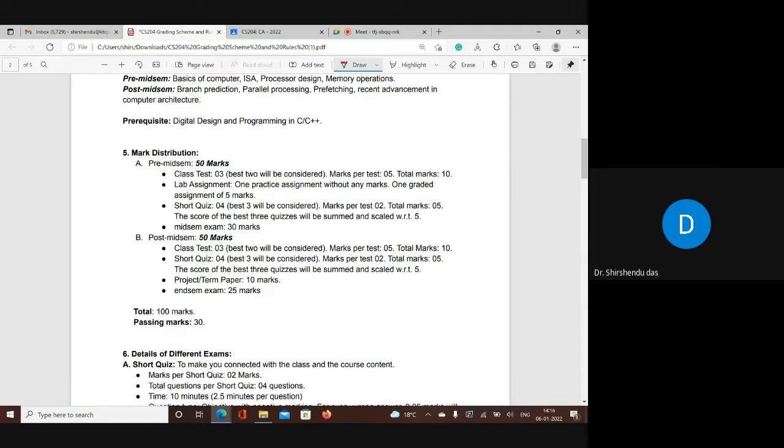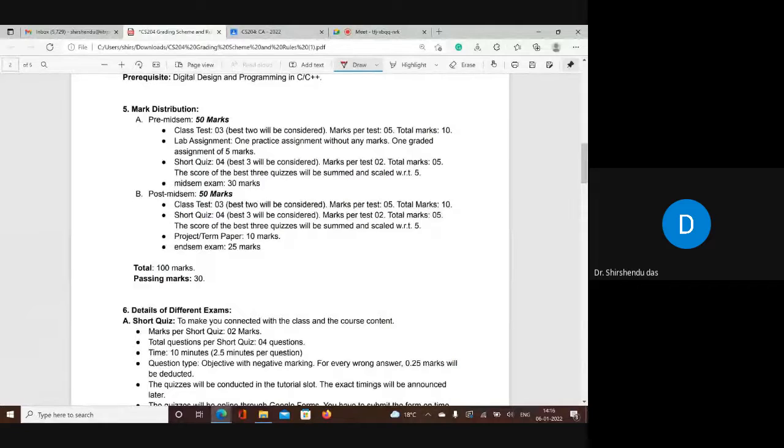Now mark distribution. As I have mentioned, the course is divided into two parts: pre-midsem and post-midsem. So the marks are also equally distributed. You can see pre-midsem there will be 50 marks, and post-midsem there will be another 50 marks. In pre-midsem, the 50 marks are divided into class test, lab assignment, short quiz, and midsem exam. We'll start with class test. I am now only discussing the pre-midsem, so ignore the post-midsem part.